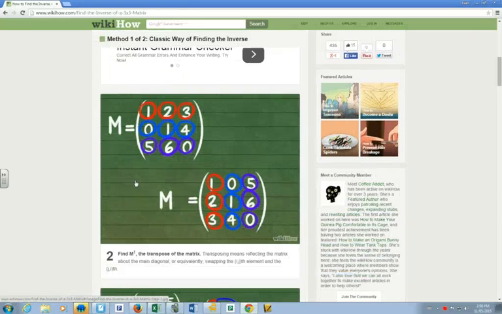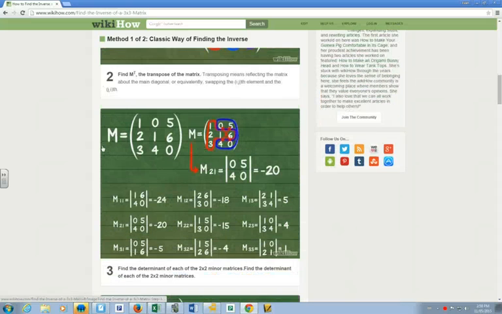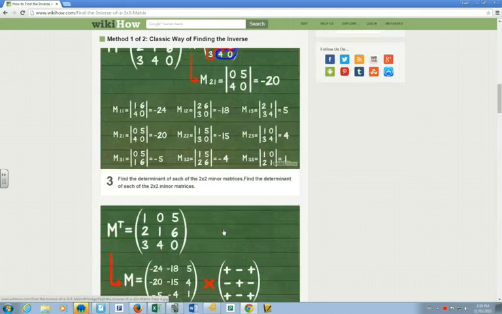Step 2. Write the transpose of the matrix. We know how to do that. That wouldn't be so bad. Find the determinant of each of the 2 by 2 minor matrices. So we do a whole bunch of little matrices and find a whole bunch more determinants. There's only 9 of them that you have to calculate. It's not so bad. Okay.